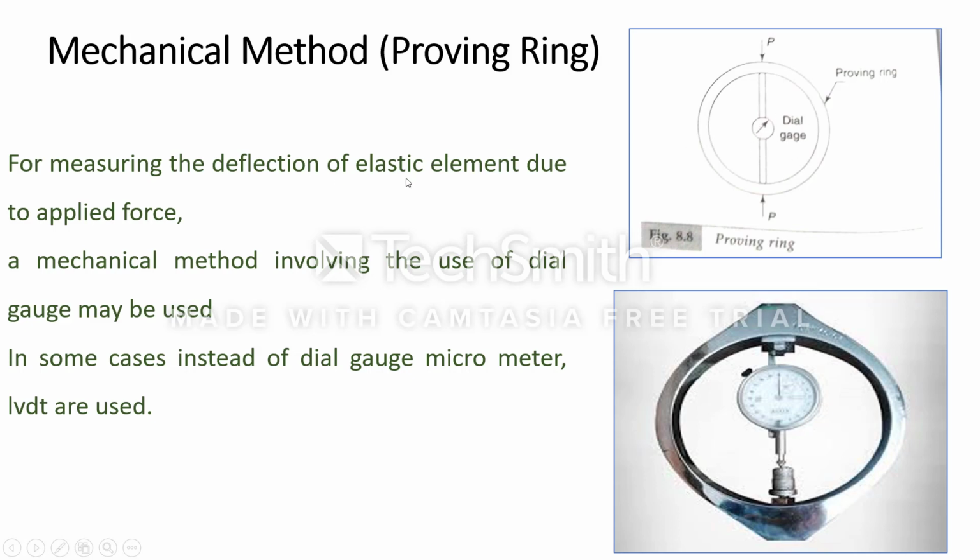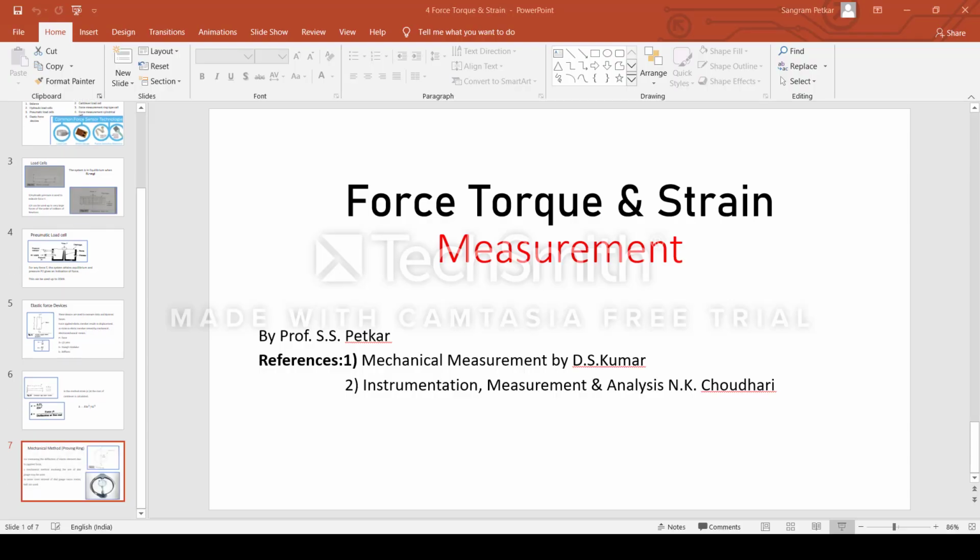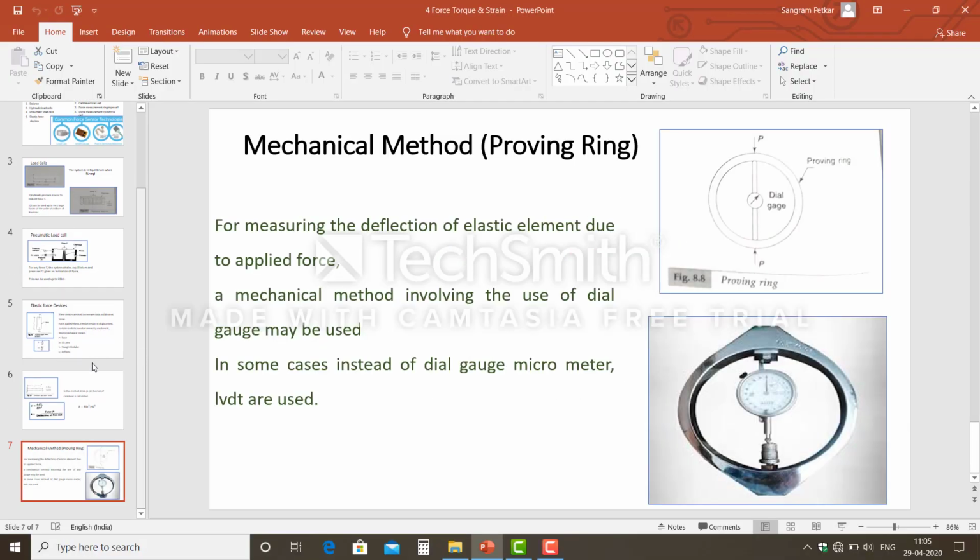For measuring the deflection of the elastic element due to the applied force, the mechanical method involving the use of a dial gauge may be used. Mostly in the exam, from the exam point of view, you can draw the dial gauge. In some cases, instead of dial gauge, micrometers or LVDTs are used. So this is the simple pressure measuring devices as in your syllabus.